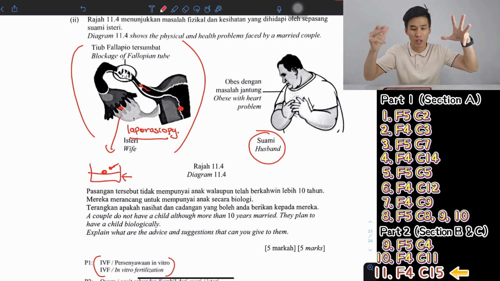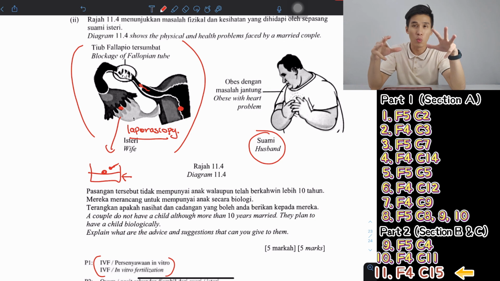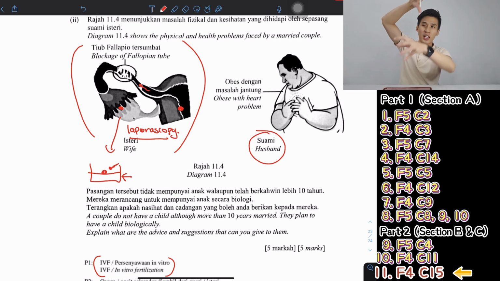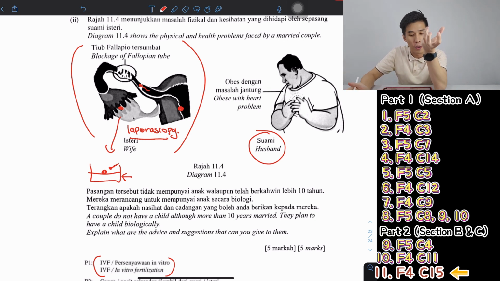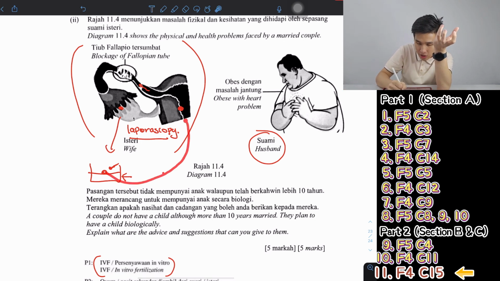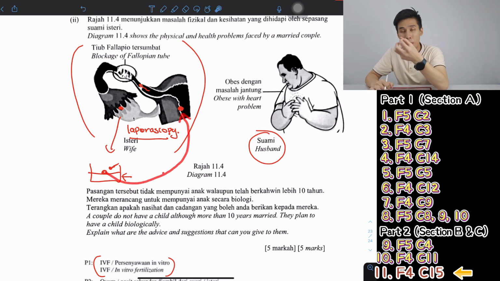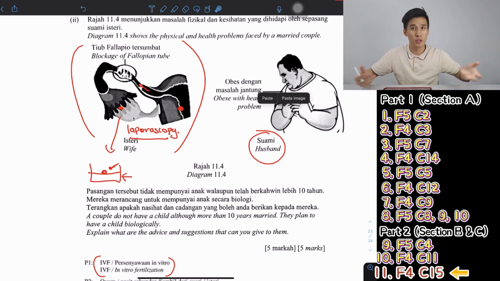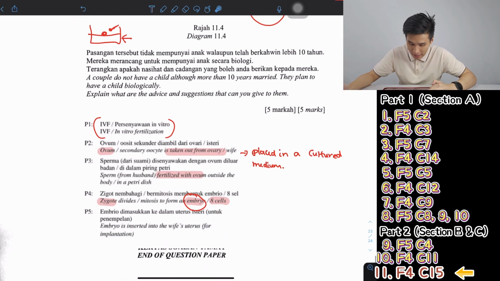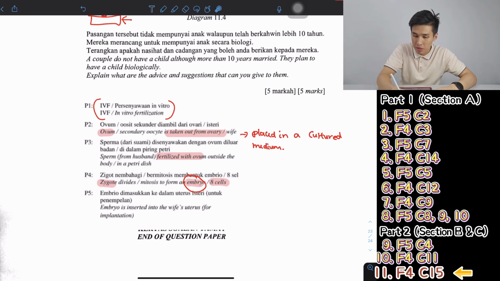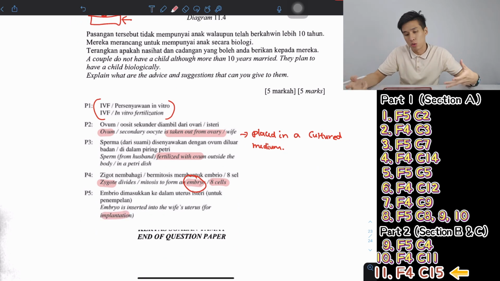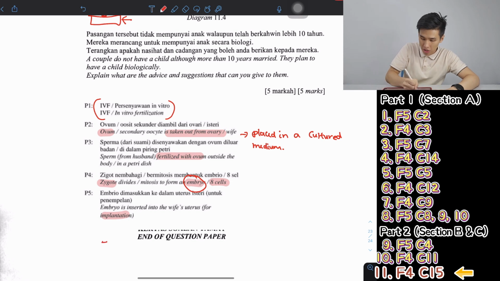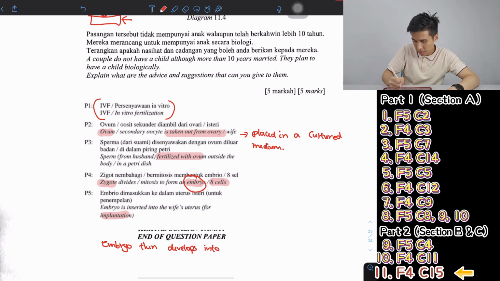Now, the whole process cannot occur outside the body. It's not like in the movies, where the baby can grow inside a tube or a tank. No. Once I have this embryo, they will implant it back here, and then the embryo will grow through a normal pregnancy process. So the embryo is inserted through implantation, and then the embryo develops into a fetus. Okay, so this is how you explain in vitro fertilization.